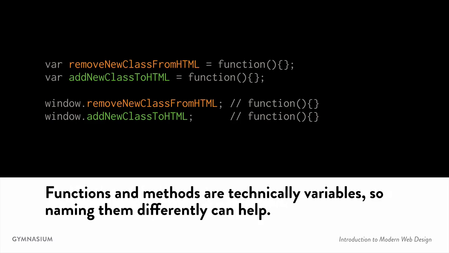Now it's worth noting that when you create a function, that function becomes a method of the global object, which is the window object. So if you'll note, I've created those two functions in the first two lines, and then if I were to, in the console, say window.removeNewClassFromHTML, it would return that function to me. So that's pretty good, but that particular function, removeNewClassFromHTML, is pretty limited. It's just removing that class name from the HTML element. It would be better if I could create a more reusable function, such as removeClass.